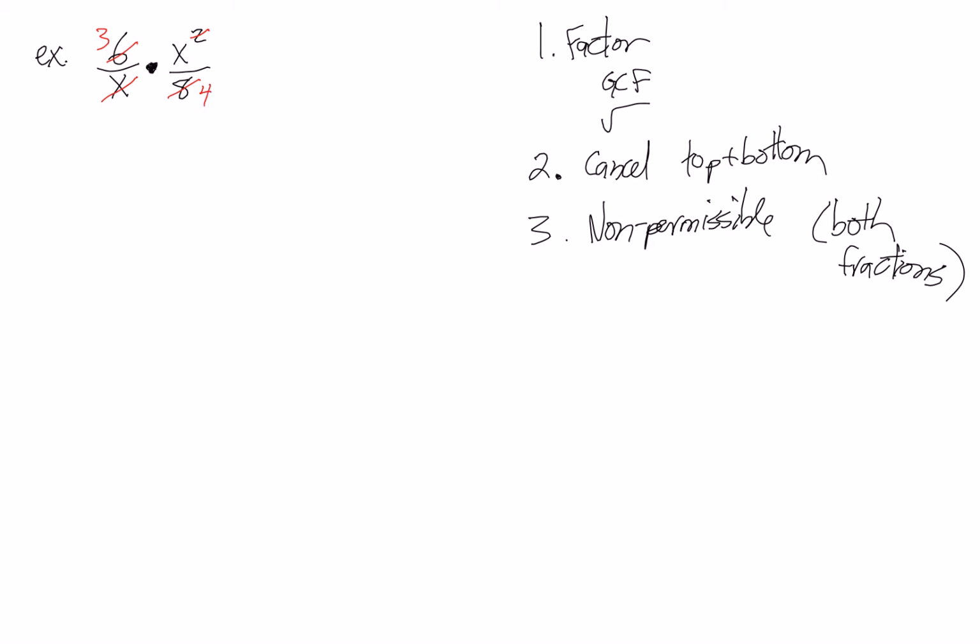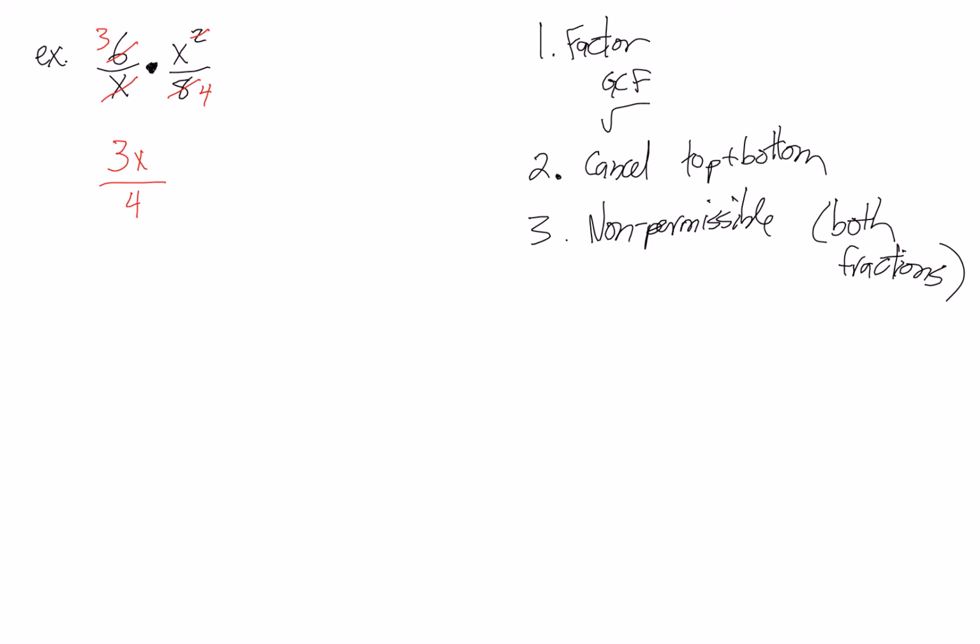So divide by 2, that gives us a 3 and a 4. So our final answer then is we have a 3 and an x left over on top, and just the 4 left over on the bottom. And that's it. So cancel whatever you can, top and bottom, and then do your non-permissibles.